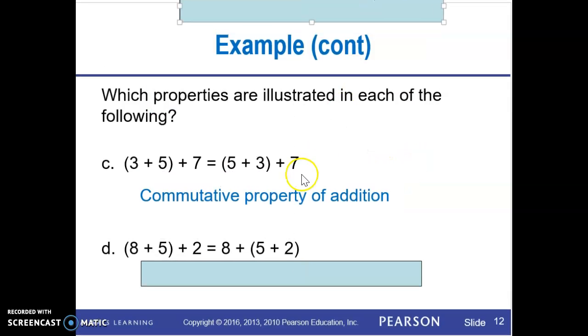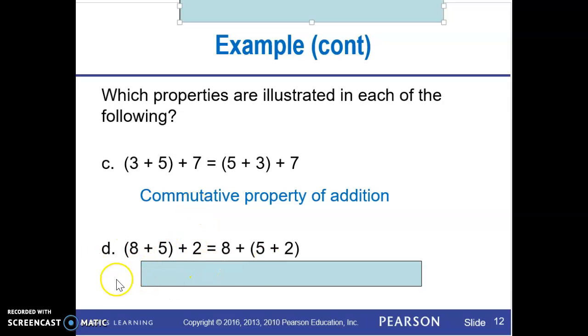Did you catch my trick? That was the commutative property. Notice the order of the numbers changed, 3 plus 5, 5 plus 3, but who the numbers are hanging out with did not change. 3 and 5 are associated. 3 and 5 are still associated. They're just in a different order. So that is the commutative property, even though you see parentheses.